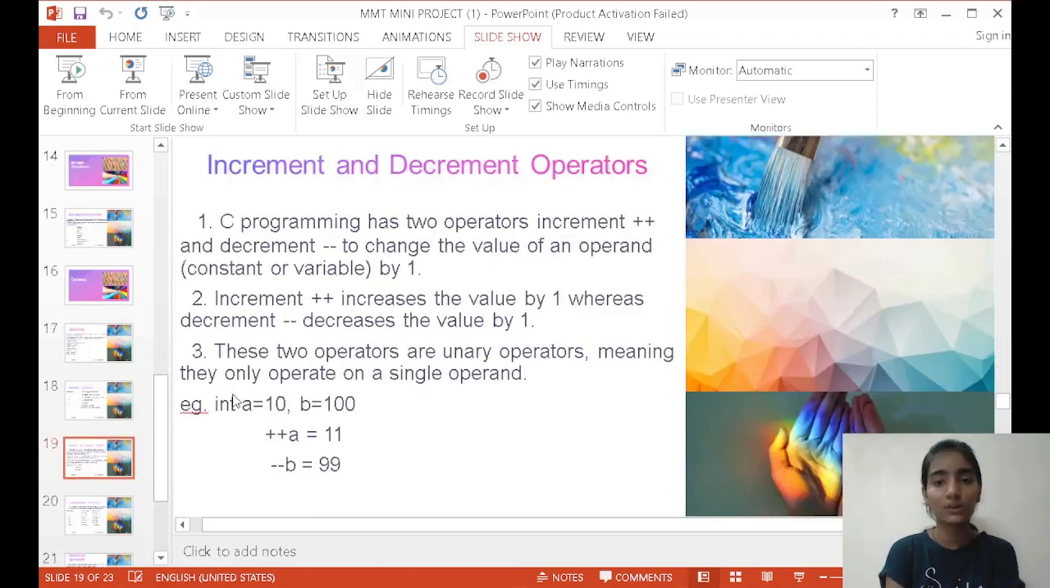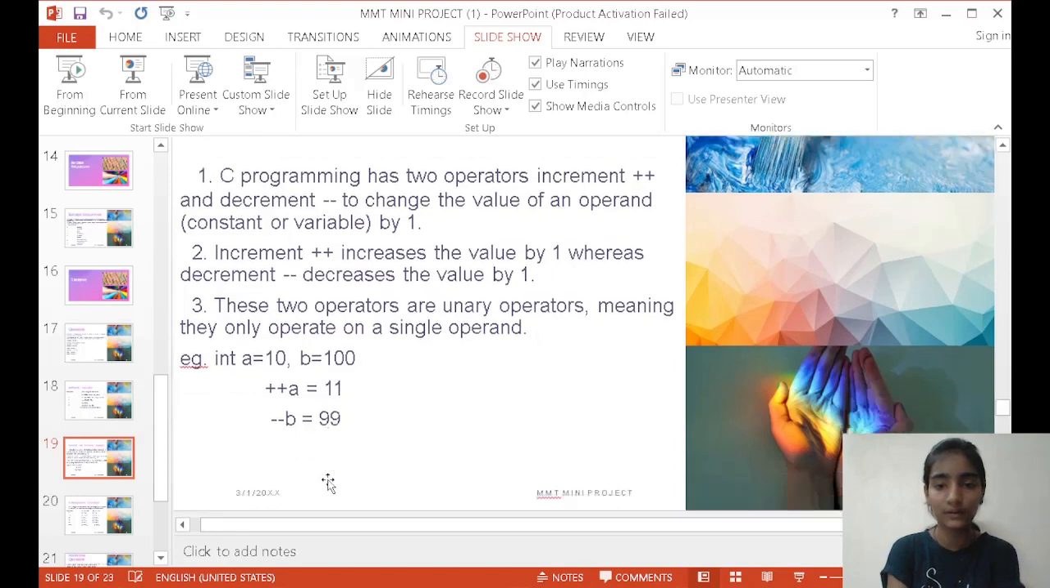Now we will see what are the increment and decrement operators. So C programming has two operators, that is increment and decrement. The increment operator means it increases the value by 1, whereas the decrement operator decreases the value by 1. So for example, int a is equal to 10 and b is equal to 100. Now if we increment the value of a, it will be 11, because it increases the value by 1, and if we decrement b, then it will be 99, because we are decrementing the value of 100, so that's why it is 99 here.